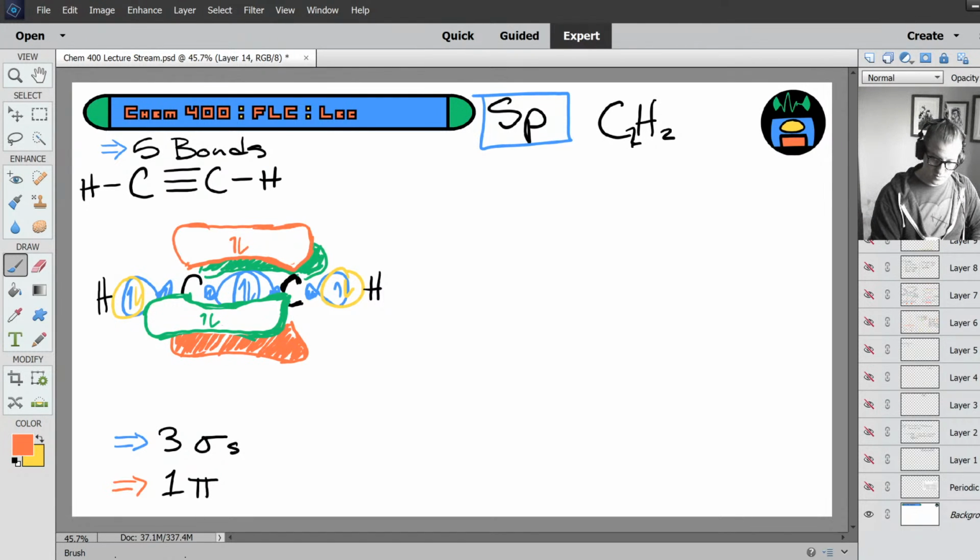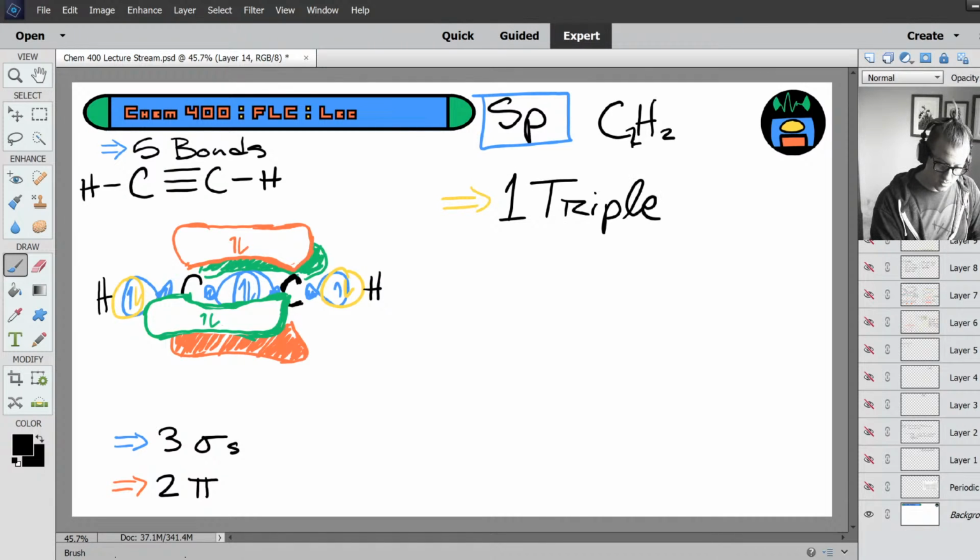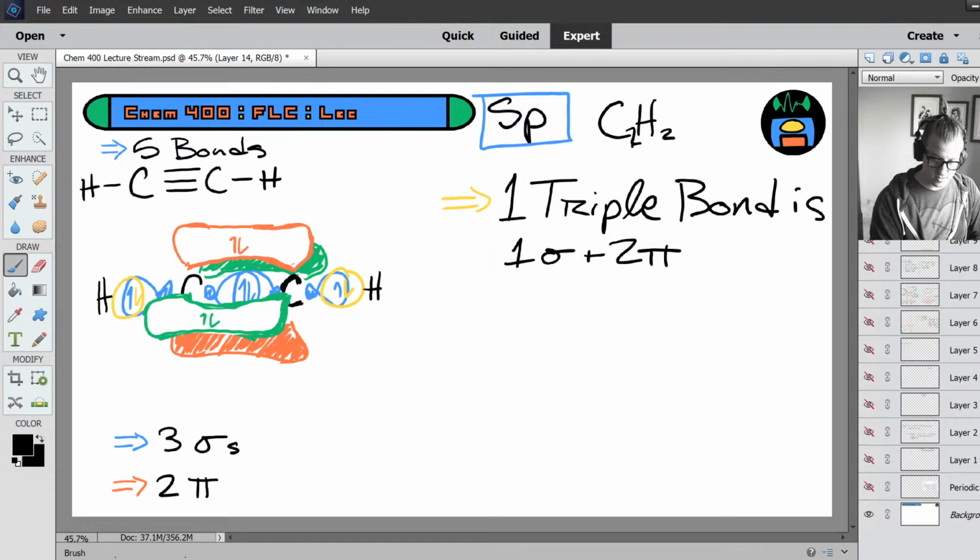And now we have the correct number of bonds, right? We have 5 bonds total. And we see that there are 3 sigma and 2 pi, all right? This brings home the fact that one triple bond is 1 sigma together with 2 pi bonds. All right, one triple bond is 1 sigma together with 2 pi.